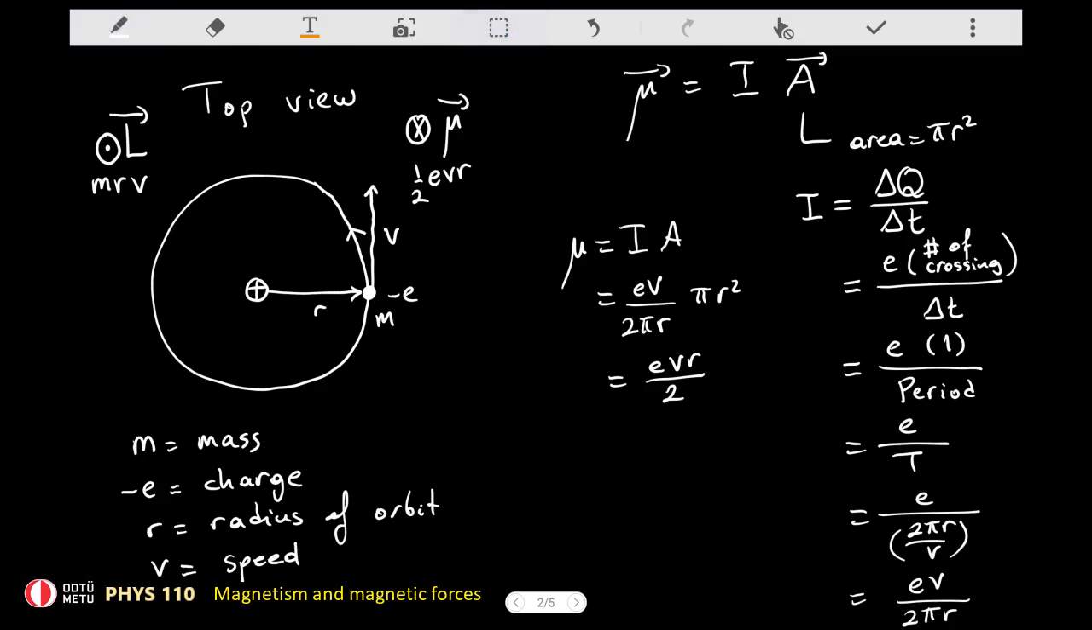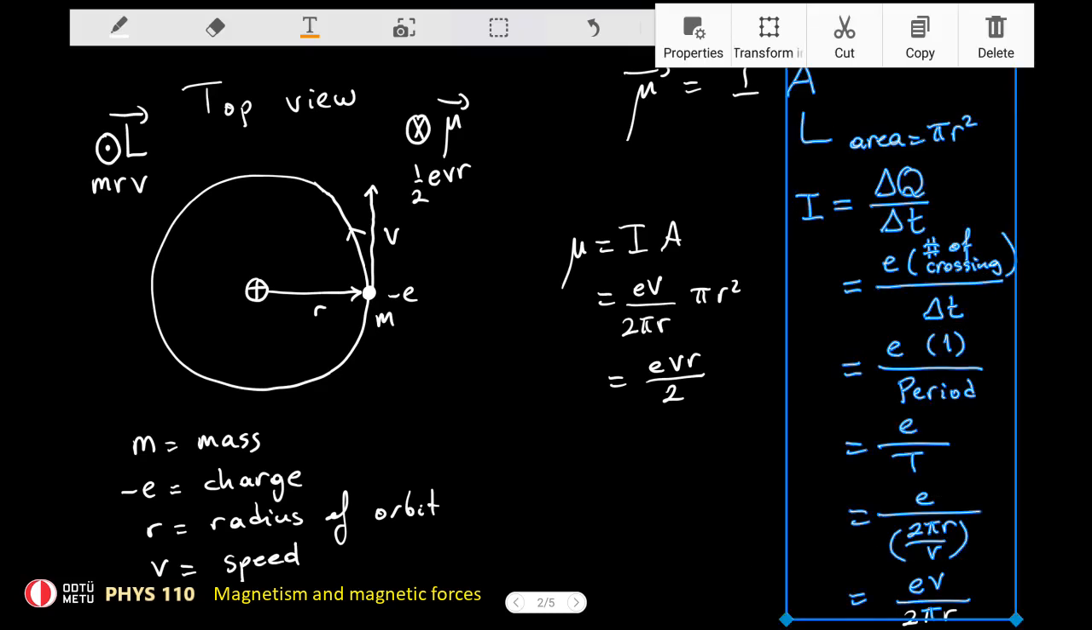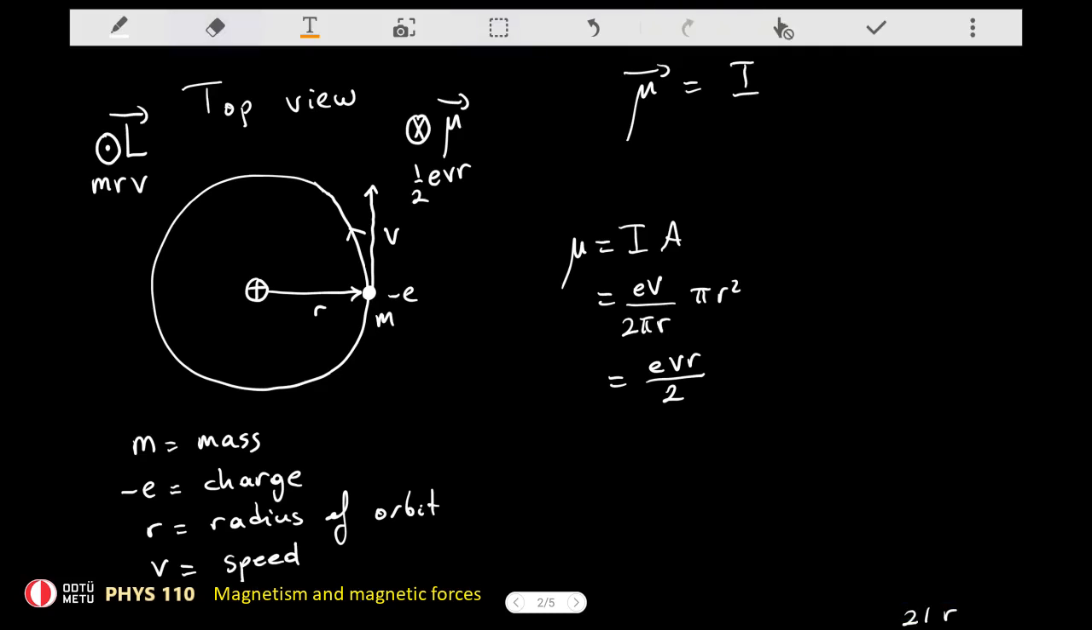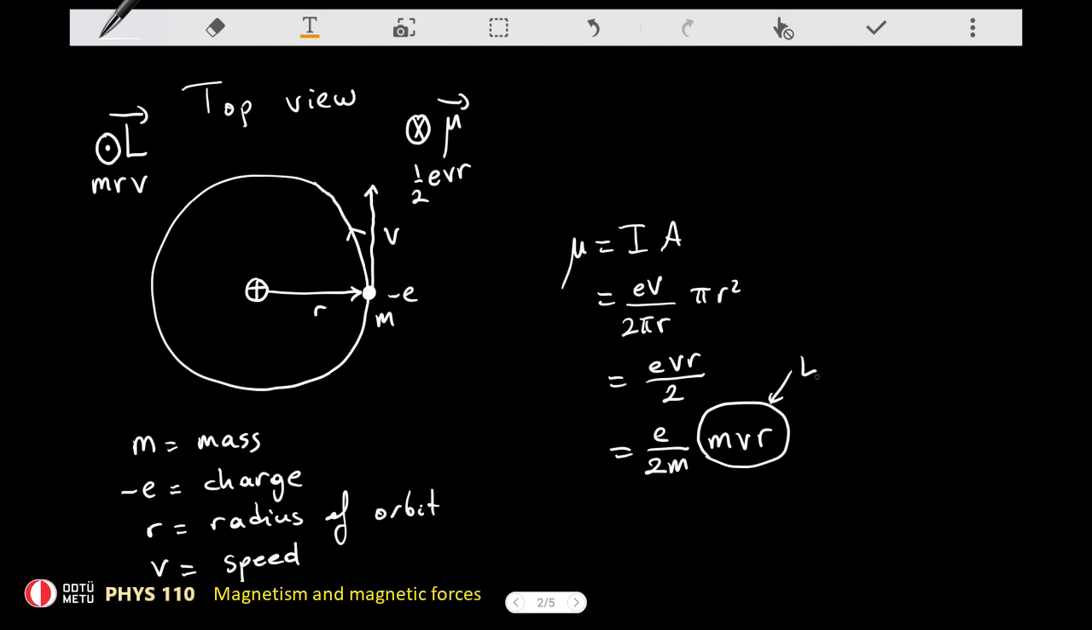Right. Again, I'm going to erase some of the details in here. But I'll keep working on this expression. What I do in here is to divide this expression by the mass and multiply with mass. Why? Because in that case I get the magnitude of the angular momentum in here. So therefore the magnetic dipole moment is equal to e over 2m times the angular momentum. So we don't know the speed, we don't know the radius of the orbit, we just know the magnitude of the angular momentum. So as a result, we write the expression like that.